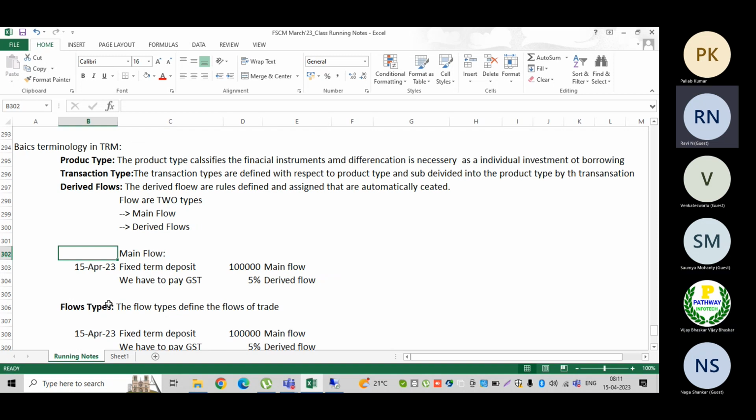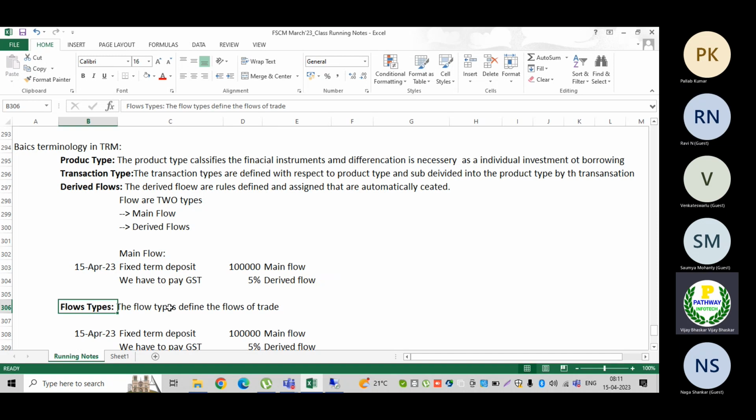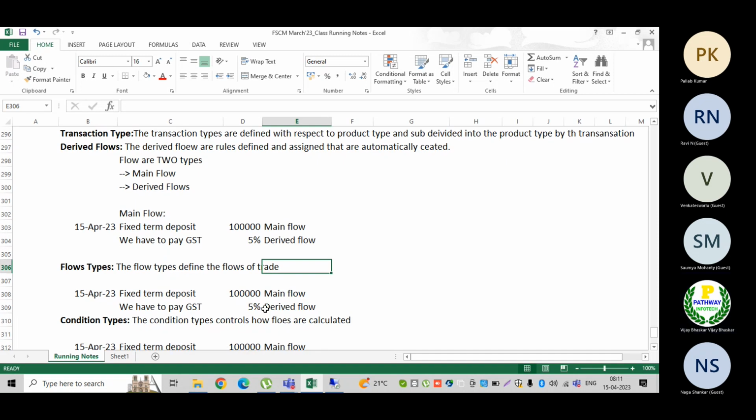There are two things under the flow types. The flow types define the flows of the trade. When you perform the trading activities, the flows will be derived. The flow types are defined differently. Flow types define the flows of the trade. When you perform the trading activities, that needs to be identified by the system.